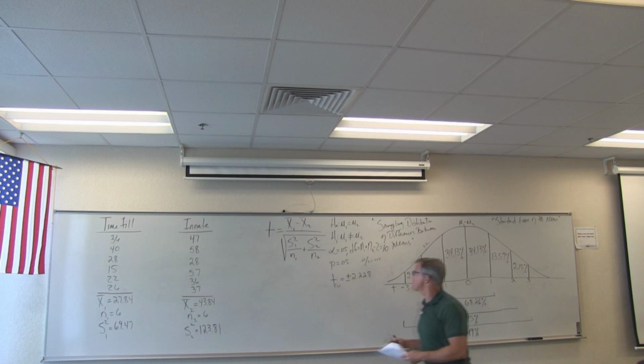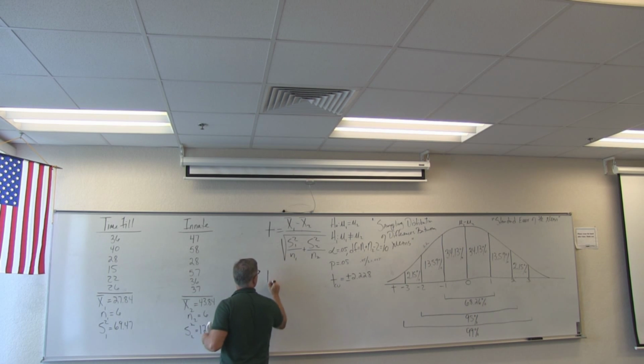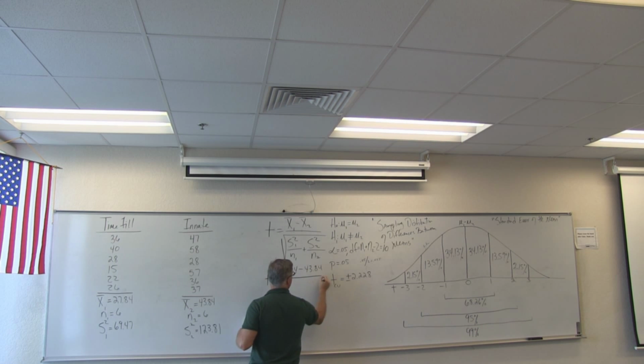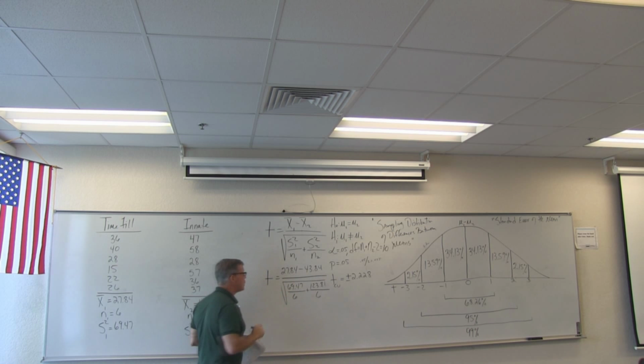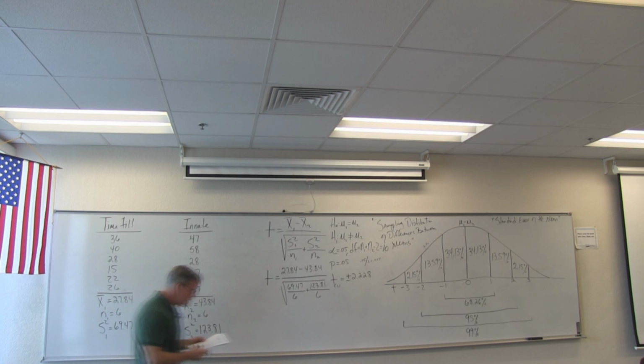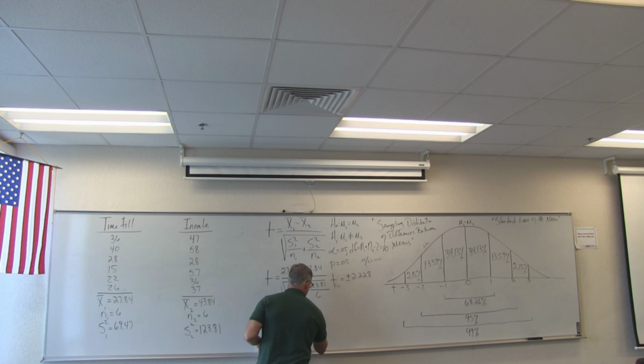We can actually compute this t-test very simply. T is the mean difference divided by the standard error of the difference. The variance of the first group, 69.47, over the n of 6, plus the variance of the second group, 123.81, divided by the n of 6. And if we work this through very simply, t ends up being negative 2.82.